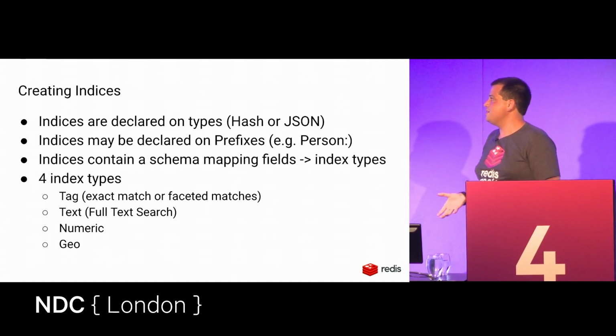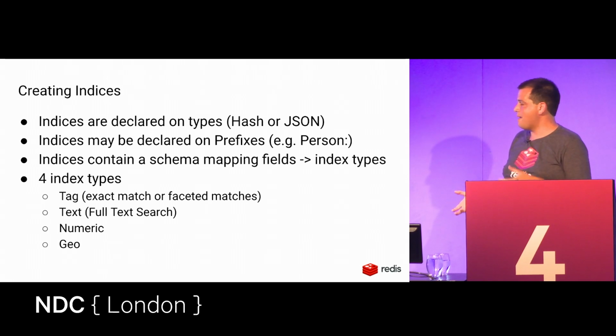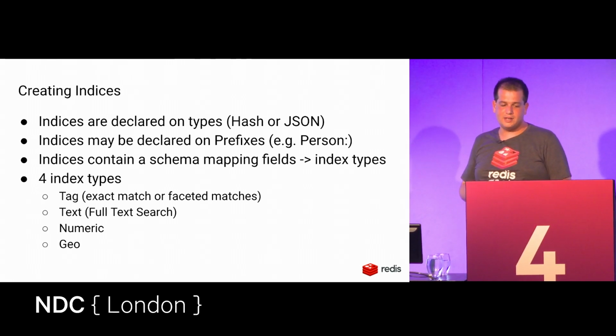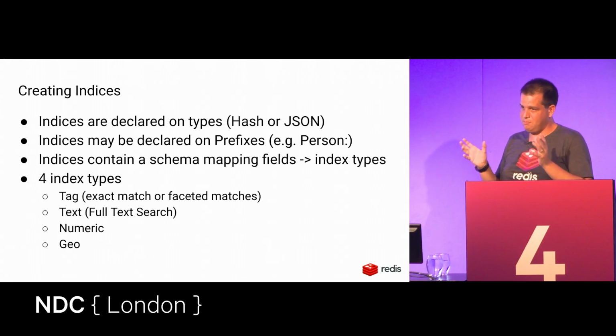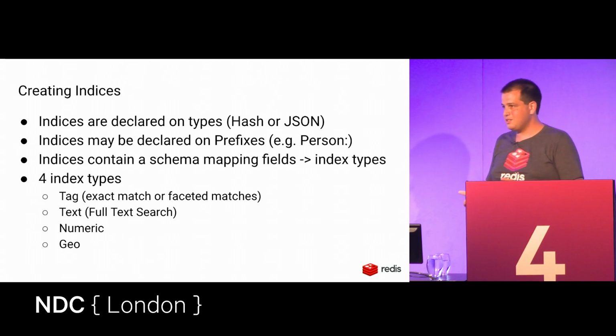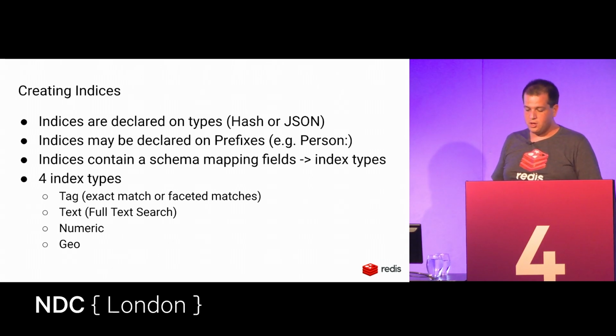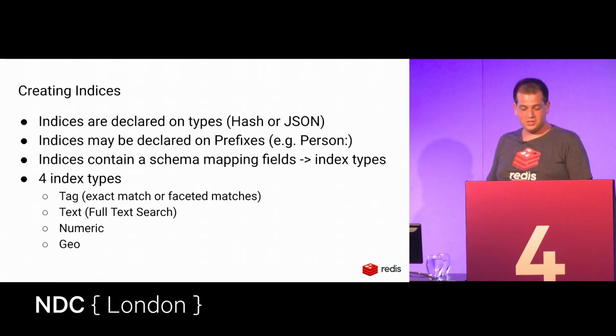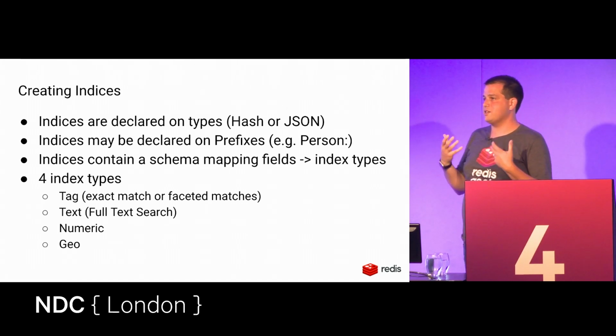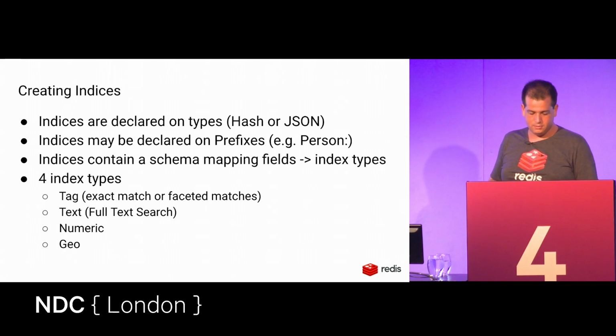Indices contain a schema mapping fields to different types within the index, and there are 4 different index types. Tags, which are basically exact matches or faceted matches. Text, which allows you to do full text search. Numerics, which index numbers. And geo, which allows you to index different places.